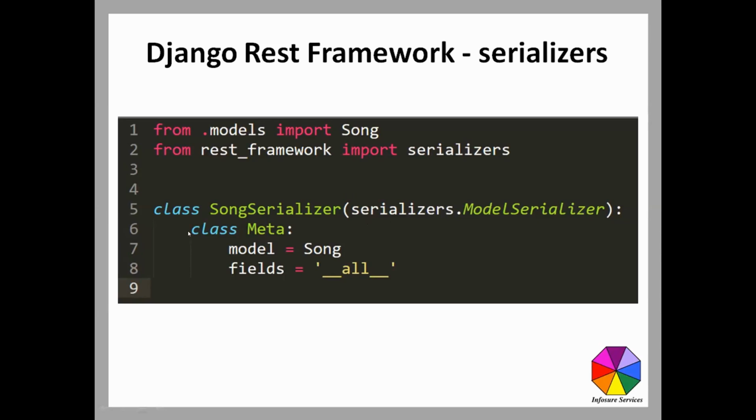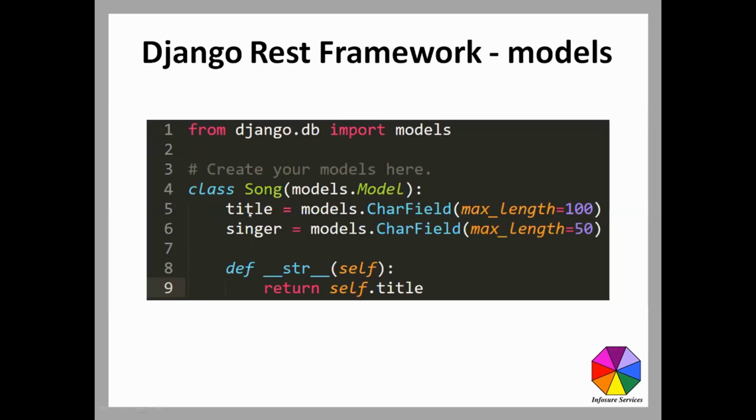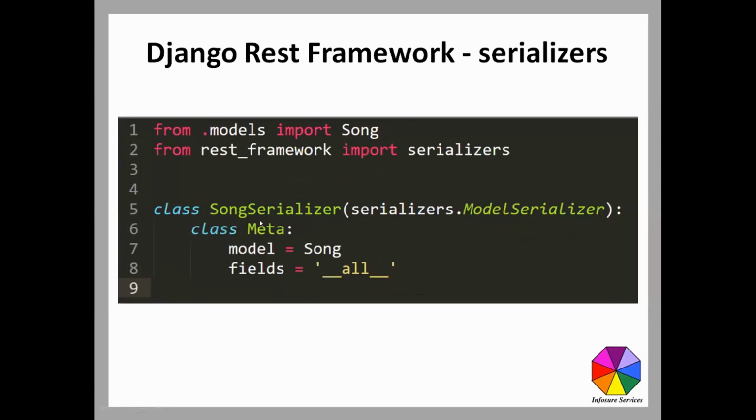Then your syntax, class Meta. Name the model, that's simple. The model is Song. All fields is represented like this: fields equal to double underscore all double underscore. If you put it like this, all of these, title, singer, everything will flatten. Everything gets serialized. So this is the second thing. Create the song serializer. Simple.